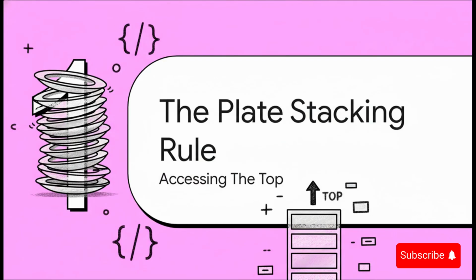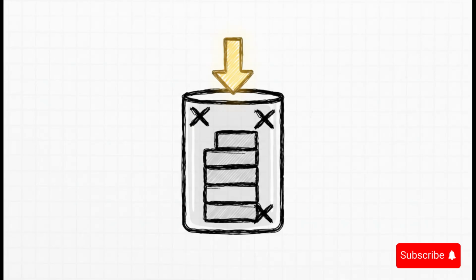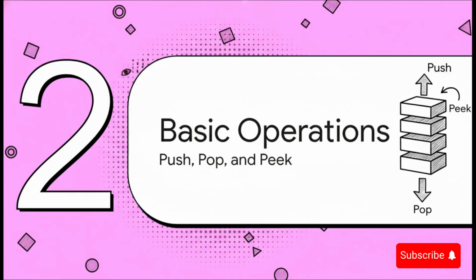Okay, so we've got our plate stacking rule. Now, how do we take that real-world concept and teach it to a computer? How do we make sure our code follows that rule? Well, it all boils down to one simple constraint: controlling exactly where we can touch the data. Think about those plates again. You only ever interact with the top of the stack. A data stack is exactly the same. There is only one place you're allowed to work, and we call that spot the top. It doesn't matter if you're adding something, taking something away, or just looking, you have to do it at the top. No exceptions.